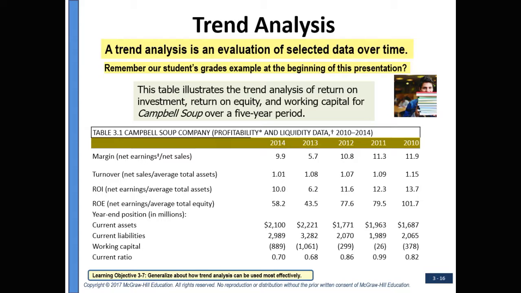13.7 to 12.3 to 11.6 to 6.2, and then it improved to 10.0 in R.O.I. We see a similar trend in R.O.E., where we started at 101.7, filtered down into the 70s, went all the way down to 43.5 in 2013, and then it started to increase in 2014 at 58.2.